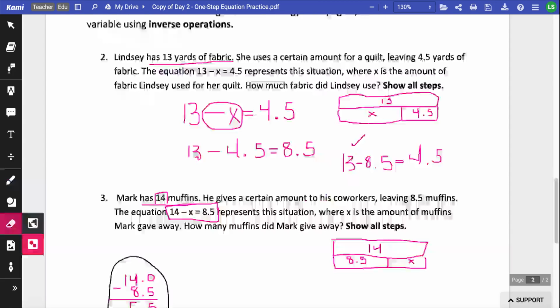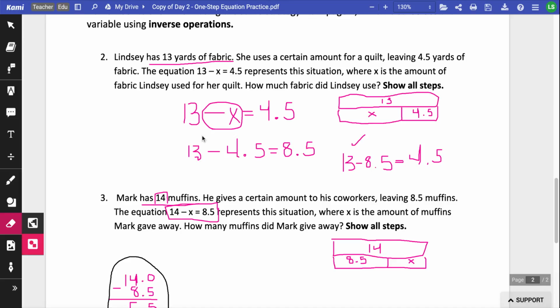Now on page 2, questions 2 and 3 were a little bit different than the equations we have set up for you on page 1. So in question 2, the equation 13 minus x equals 4.5 represents this situation where x is the amount of fabric Lindsay used for her quilt. Now, when you rewrite this equation, you know that x is not isolated because there's a second term on that side of the equal sign. So 13 minus x equals 4.5.